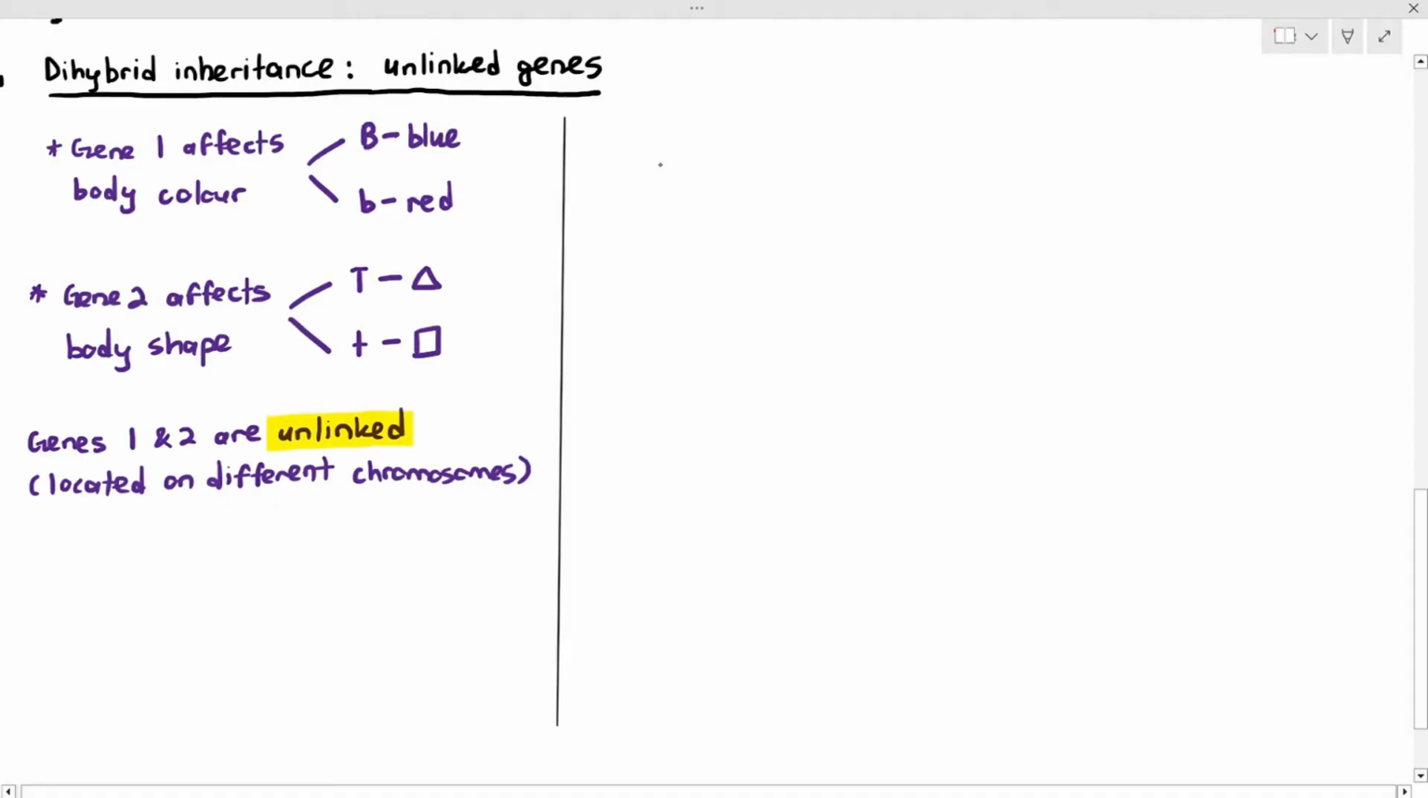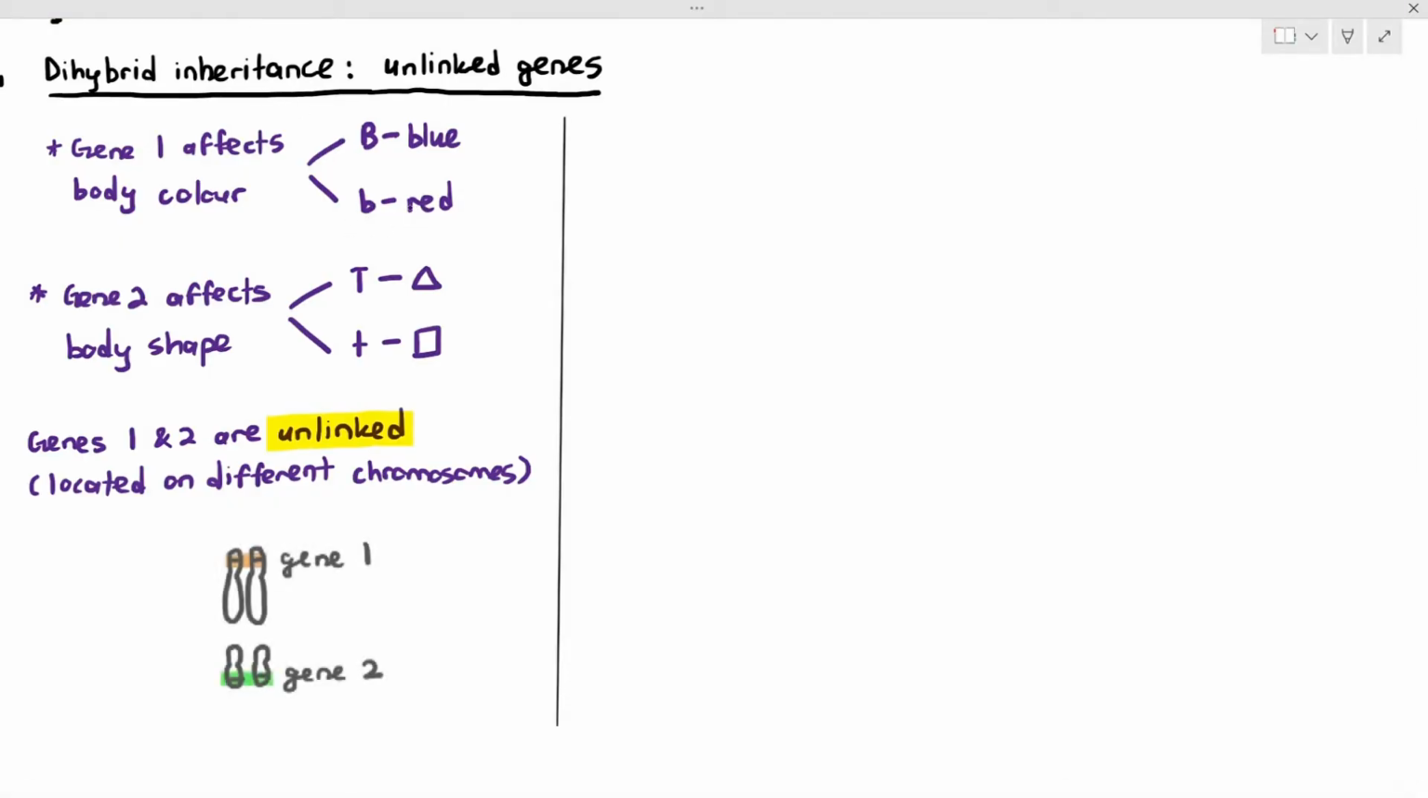Now, in my example here, I'm going to start the ball rolling by drawing out the 4 chromosomes, where the larger chromosome, which I've highlighted in orange, has gene number 1, which affects body color, and the smaller chromosome at the bottom contains gene number 2, which I have highlighted in green, and that gene number 2 affects body shape. As you can see here, gene number 1 and gene number 2 are on different chromosomes, so they are unlinked. So let's cross an organism that is homozygous dominant and one that is homozygous recessive.